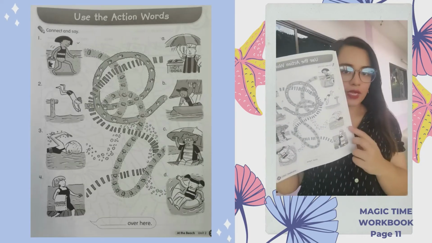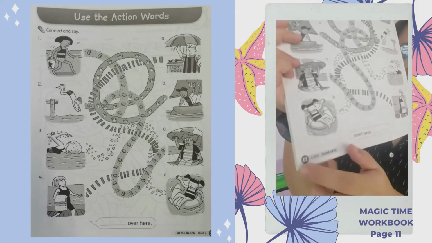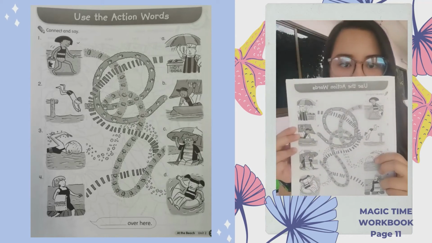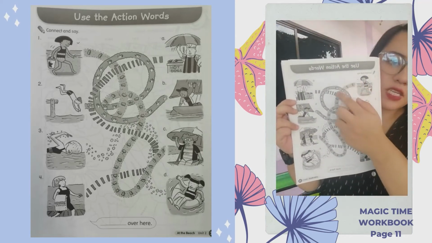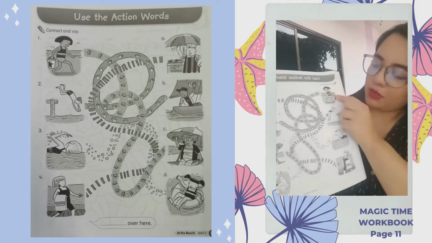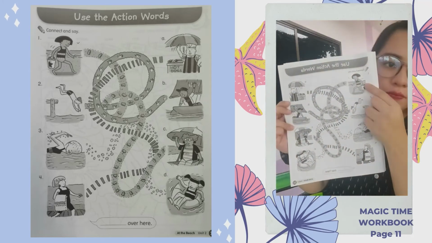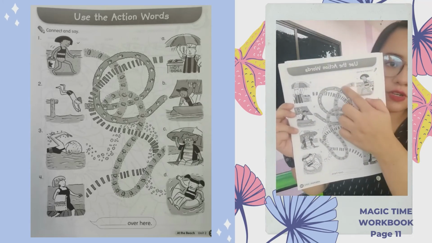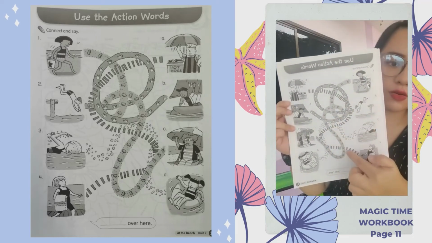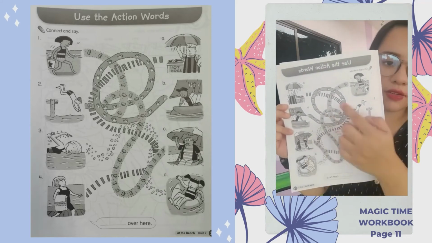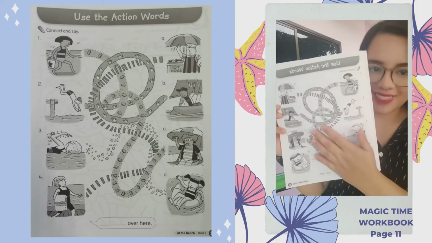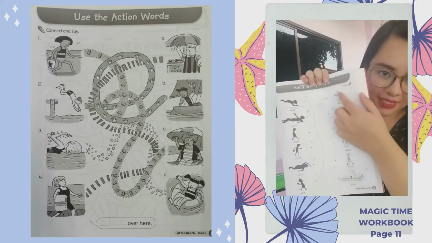Next, let's go to page 11. Page 11 of your workbook. In this page, we are going to answer by matching, looking for the same patterns. For example, number 1, what is this? She is tiptoeing. So, tiptoe. Look for the same pattern and trace with your crayons. She is going to her grandmother. After that, you color. The same with this one. Color.